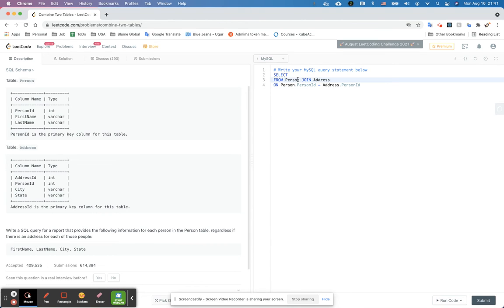Okay, on the left-hand side is a person, and on the right-hand side we have address. This means that we have to include all of them with the left join, right? Because we have to include all the persons, and if we have any data on the address, good; if there is no data in the address, this is going to be null or empty values.